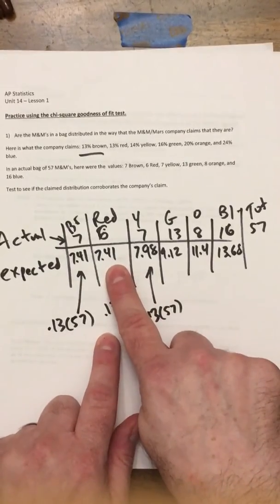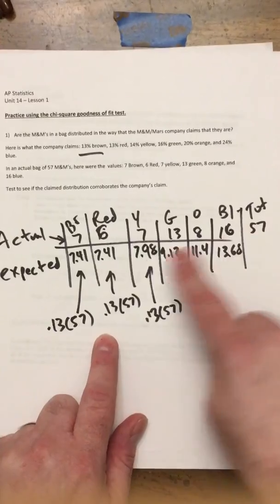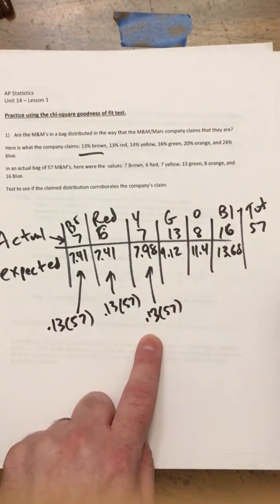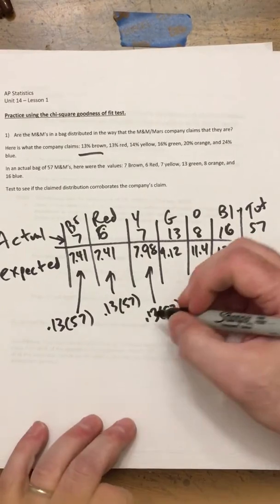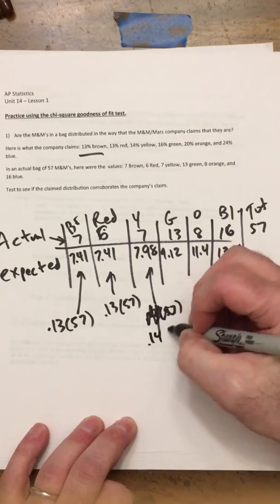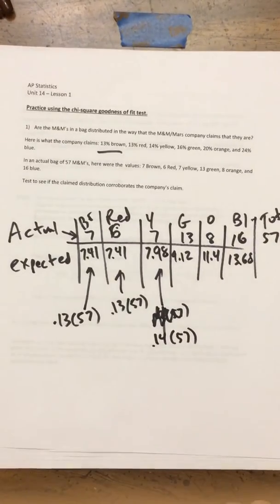There were 13% yellow, red, which means that we should get the same value because 13% of 57 is again 7.41. For the next one, this one is going to be 14% of, let me do it over again here. 14% of 57 is actually going to get us 7.48.